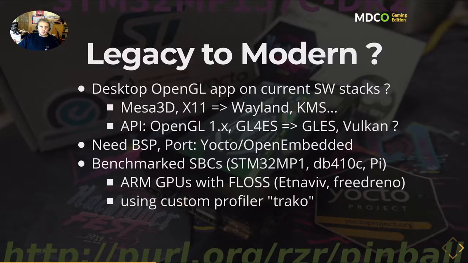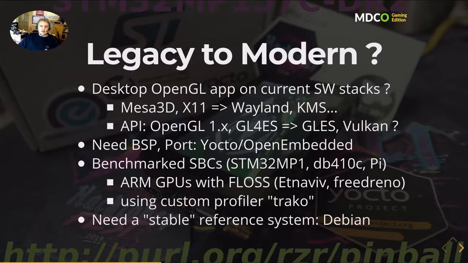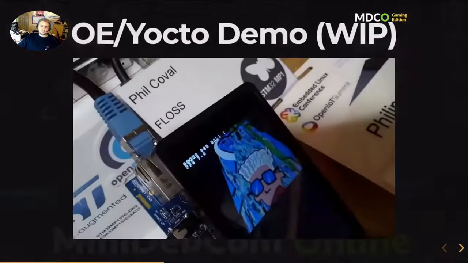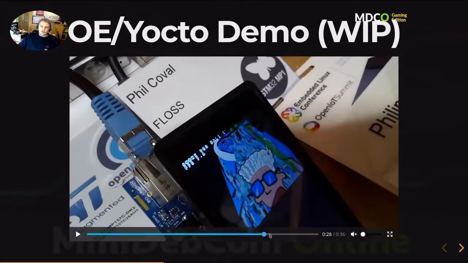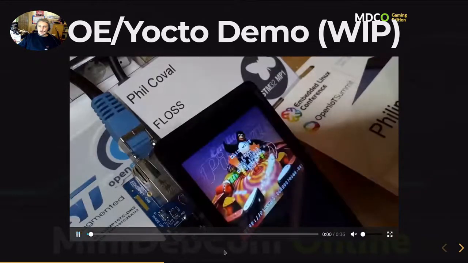And I wrote my own custom profiler to have some metrics. You can decide to deploy to a new system, but I wanted to compare to something I can check easily without rebuilding everything, so I went back to Debian for having a stable reference system. So anyway, here's a short demonstration of early results.